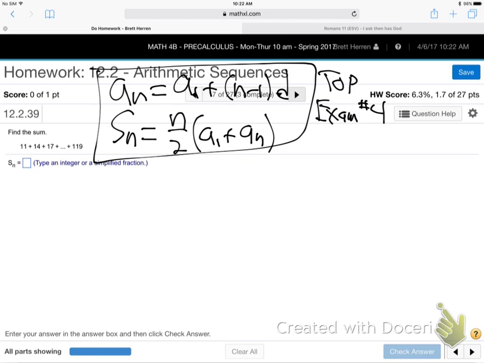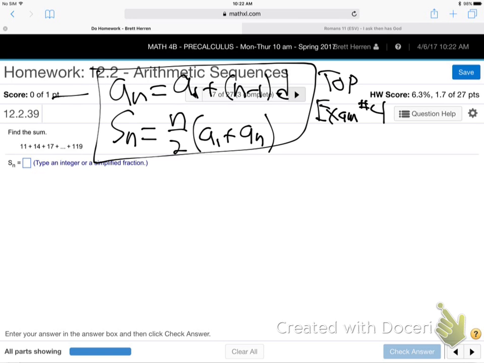The next section, 12.3. It's going to be all the same stuff, except instead of adding or subtracting the same number from term to term, it's going to multiply or divide the same number from term to term. Those are called geometric sequences, but it's all pretty much the same other than that. We're going to have an A sub n formula and an S sub n formula in that section as well. So it's good to kind of set in your mind right now.